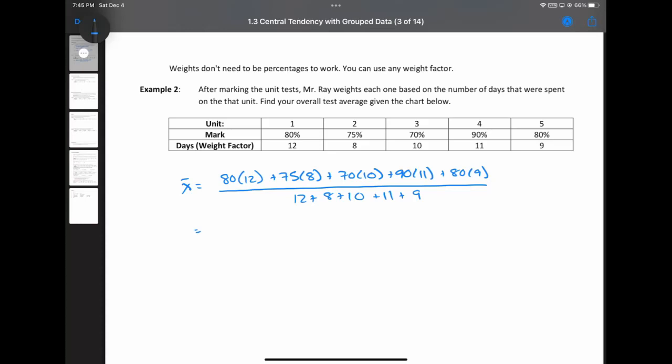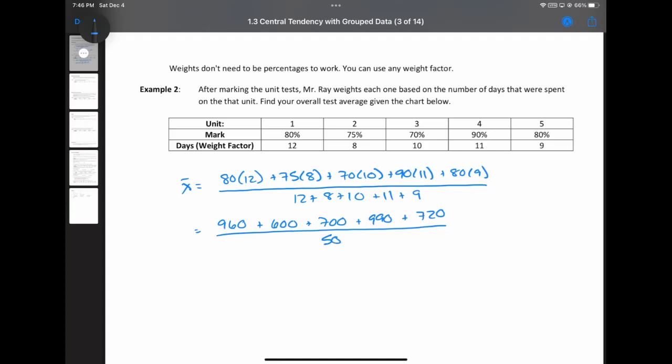Now I've got to just use my calculator and figure out the different pieces here. 80 times 12 is 960. 75 times 8 is 600. 70 times 10 is 700. 90 times 11 is 990. And 80 times 9 is 720. Okay, I guess I didn't need a calculator. On the bottom, I've got 12, 20, 30, 41, 50.